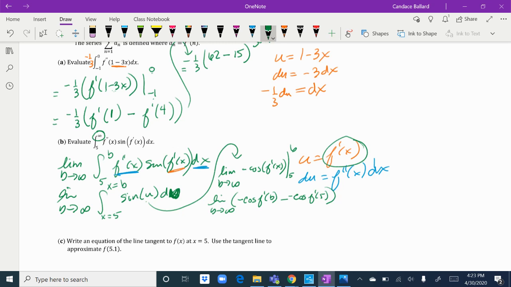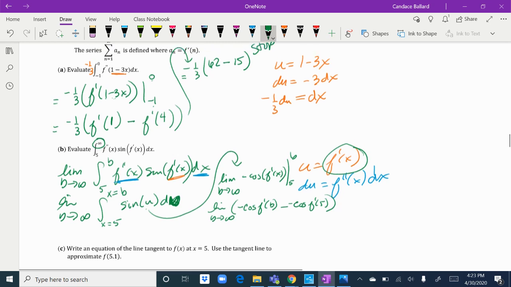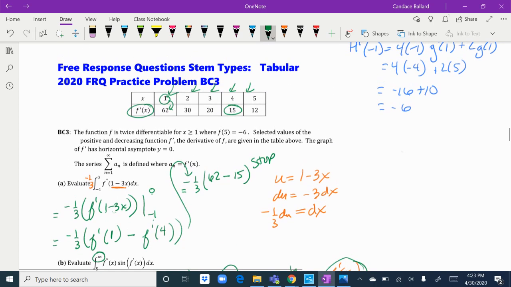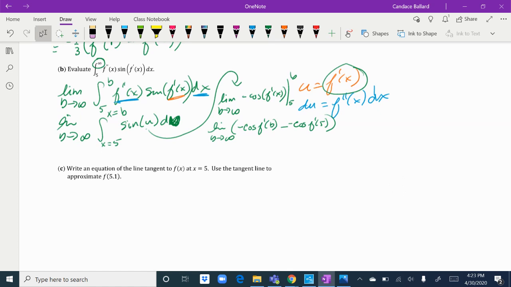All right, and then this is where this thing gets a little bit crazy, okay? First of all, I know I could probably find f prime of 5, so I'm going to go back and look at that table again. F prime of 5 is equal to 12, so I get to plug that in. So I know that this is actually going to turn to positive, so plus cosine of f prime, or no, of just 12. We got rid of the f prime.